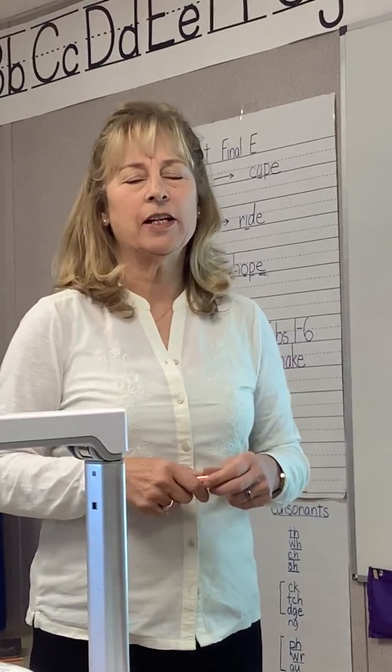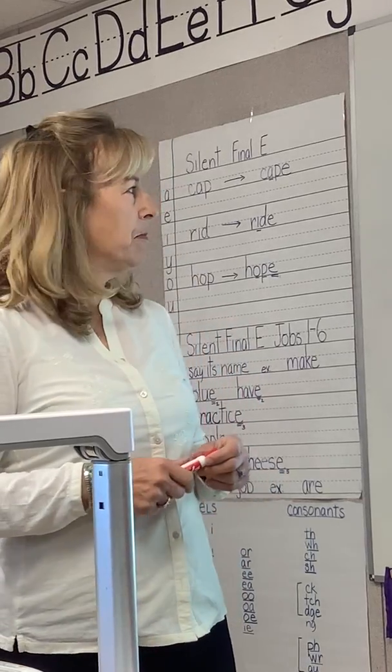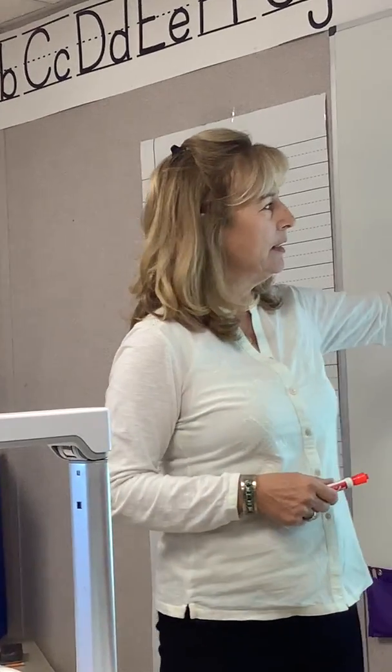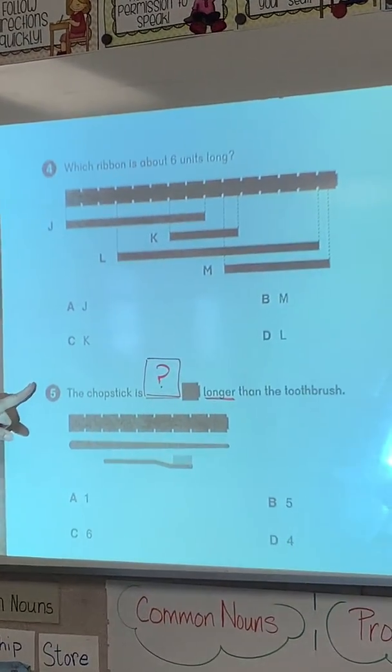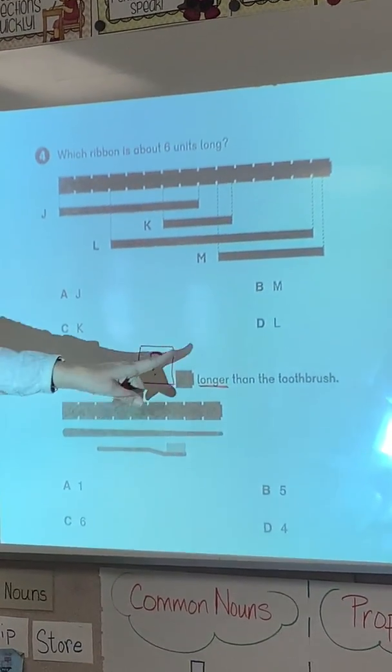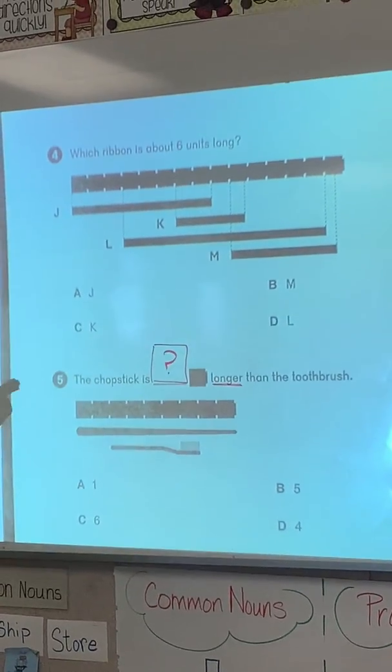Hi friends, we are continuing on with our math review from chapter 10. We got up to number 4 yesterday, so now we're going to continue with question number 5. The question is, the chopstick is how many units longer than the toothbrush?